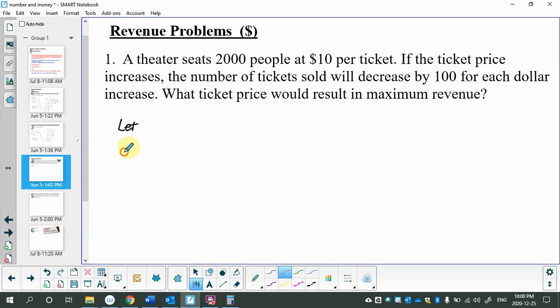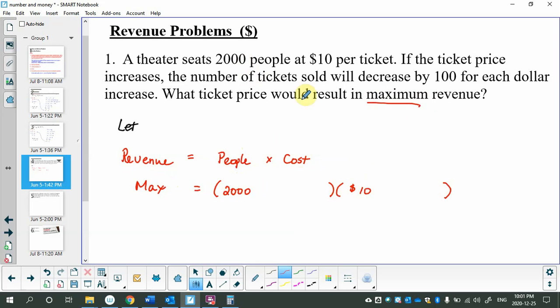So we have to discuss what revenue is. And revenue is you taking, in this case, the amount of people and multiplying it by how much the tickets cost. So the tickets times the cost. So for us, we are trying to maximize revenue. So we can take 2,000 people at $10 a ticket. And I highly recommend you put in the dollar sign so you don't have to determine which one is your money bracket.